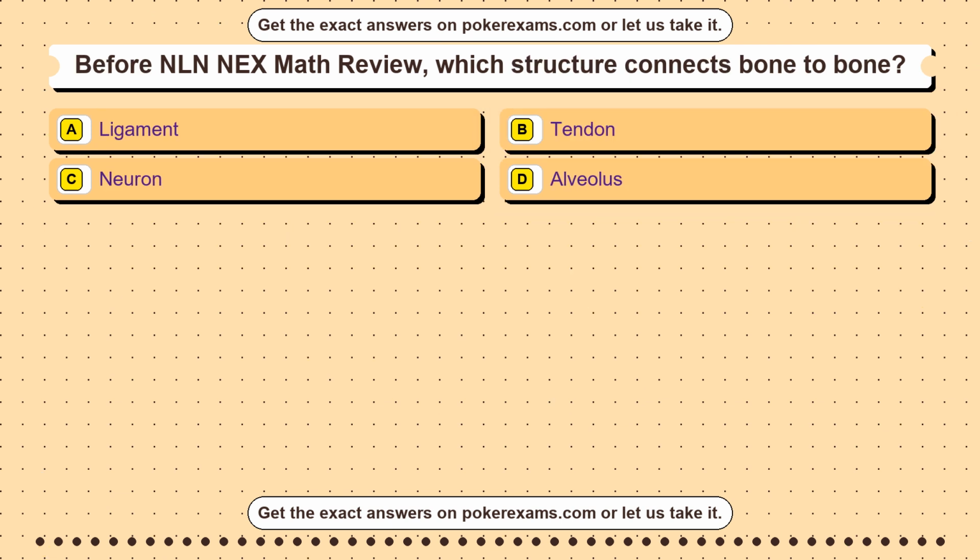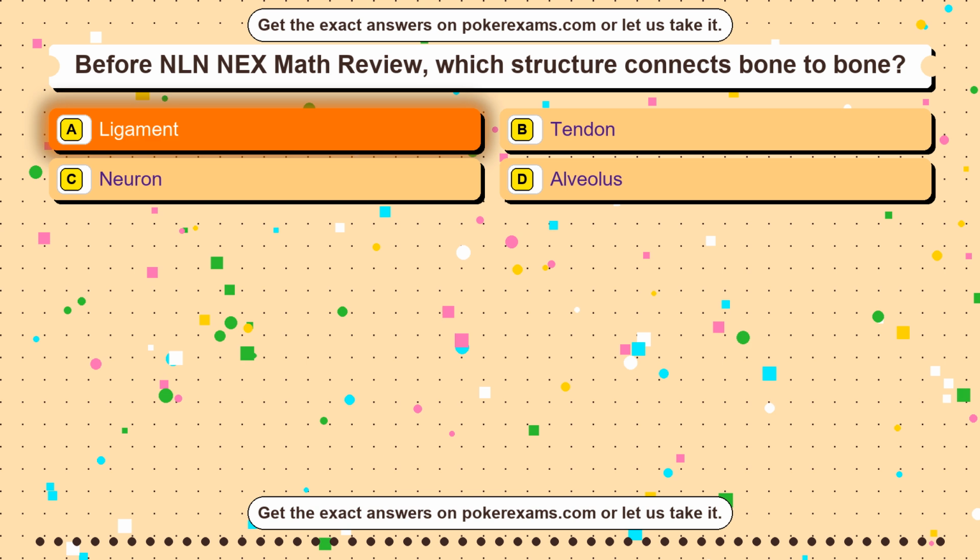Question 5. Before NLN NEX Math Review, which structure connects bone to bone? Option A. Ligament. Option B. Tendon. Option C. Neuron. Option D. Alveolus. The correct answer is option A.